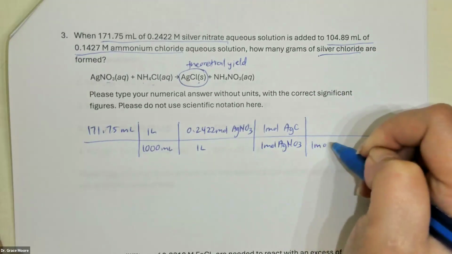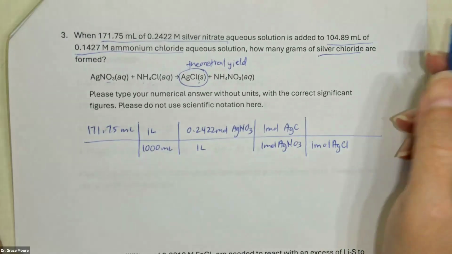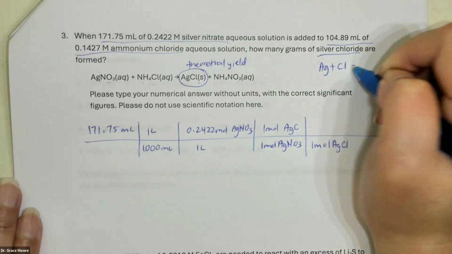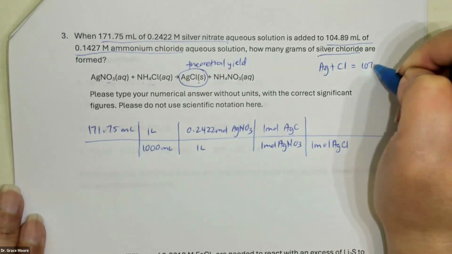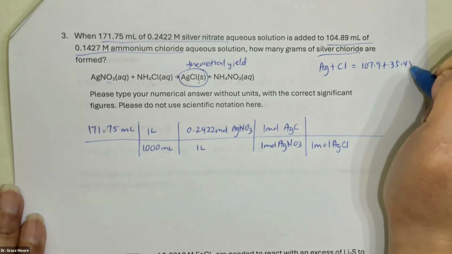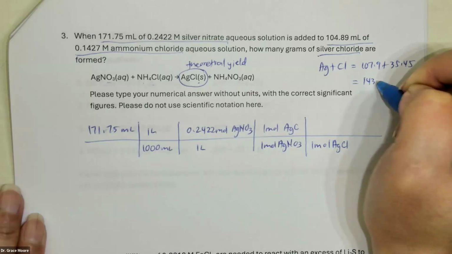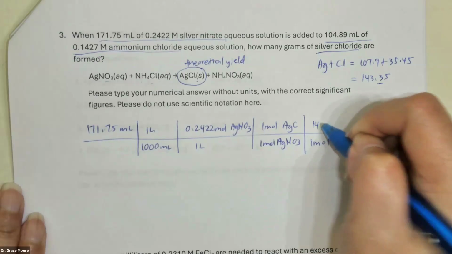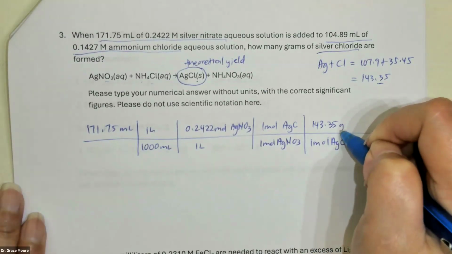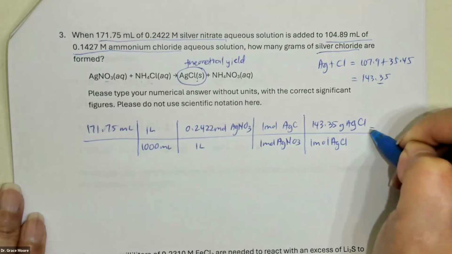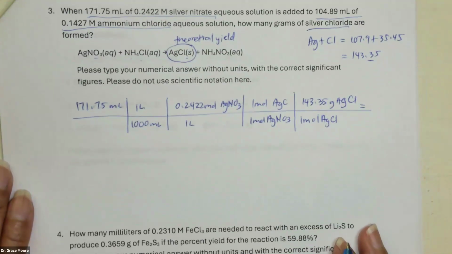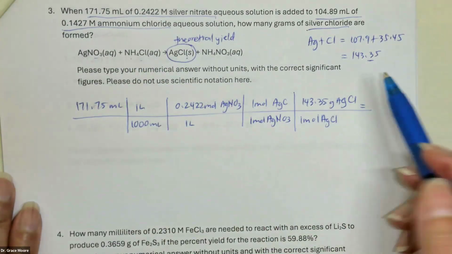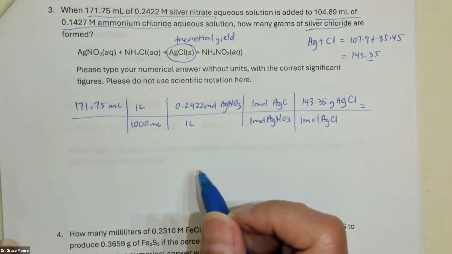And to get to grams of AgCl, you really need the molar mass of AgCl. So if you take Ag from the periodic table plus the Cl from the periodic table, you get 107.9 plus 35.45, you get 143.35. So I'm going to just put that down, 143.35 grams of AgCl. So that should give me a number. And I'm going to do the same thing for the second reactant. And then I'll pick the smaller answer as my theoretical yield.